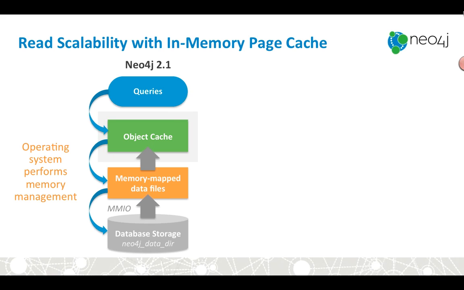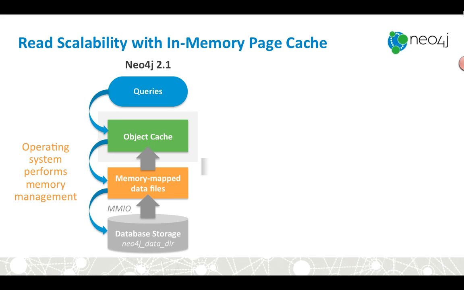And what we determined, and actually let me skip to the next slide and show you a picture. In 2.1, Neo4j has, as those of you who are familiar with the architecture and used to administering Neo4j know, an object cache, and then the object cache uses memory mapped I/O, so there are memory mapped data files, which is effectively delegating that lower level of caching to the OS.